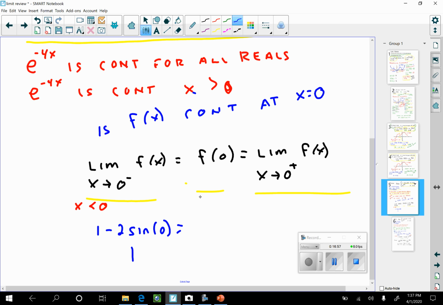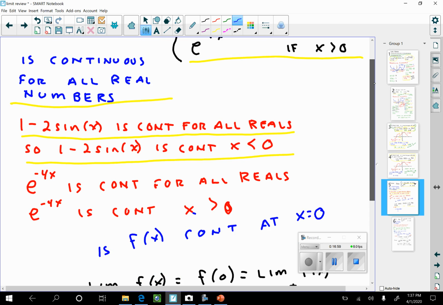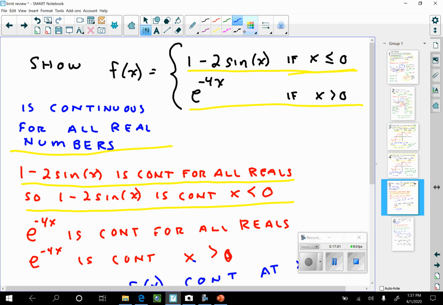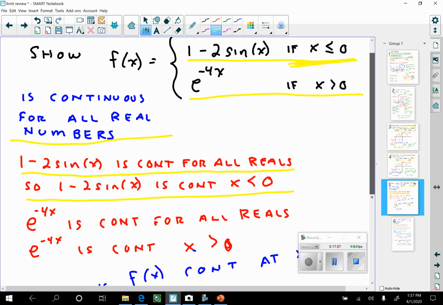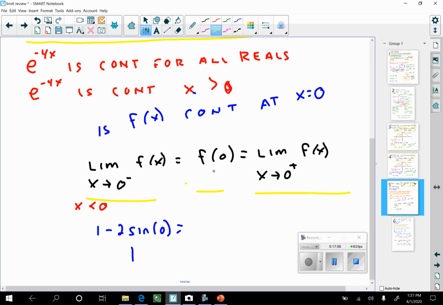And now I'm going to look at f of 0. Well, when is x equal to 0? x is equal to 0 up here at this top piece. That was convenient, because that's going to absolutely equal the left-hand limit. So that tells me that f of 0 is also equal to 1 minus 2 sine of 0, which is equal to 1.